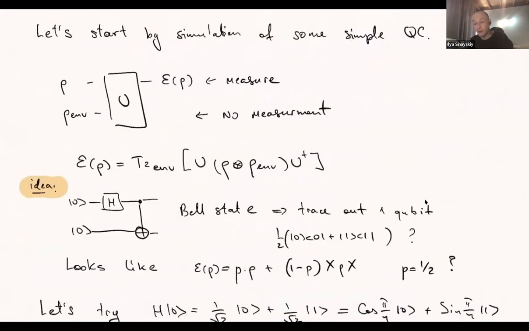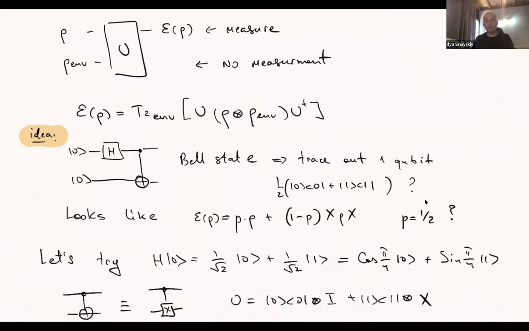Let's start with a very simple idea. We can get this idea from the circuit for the Bell state, which I just showed you. That's the circuit for the Bell state. If we now trace out any of the qubits, qubit one or qubit two, we're going to get a state which looks like this. So we get the totally mixed state. But if for a second we forget that it was the Bell state for quantum cryptography, this state looks like the application of the X channel for p equal to 1/2. That's the basic idea.